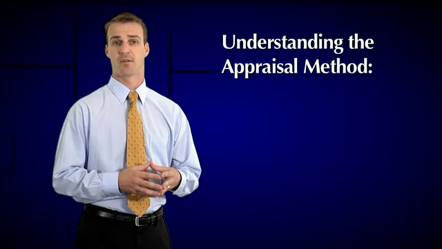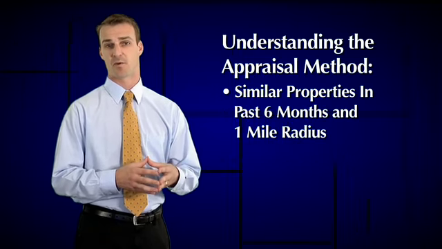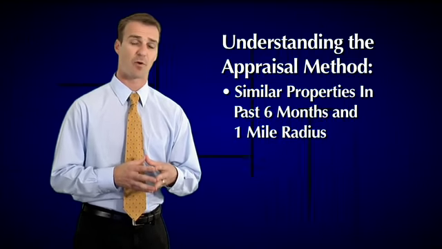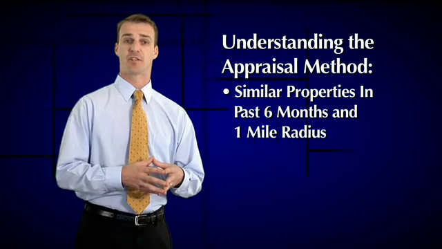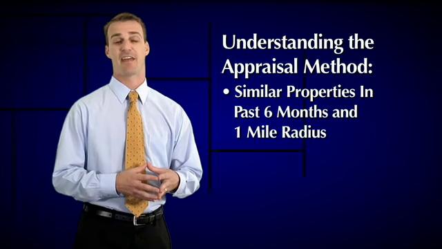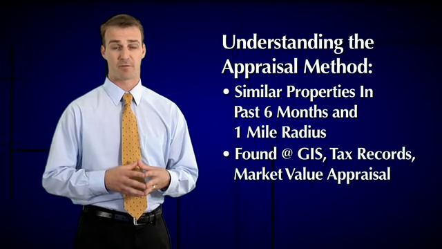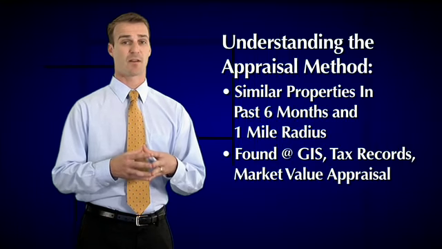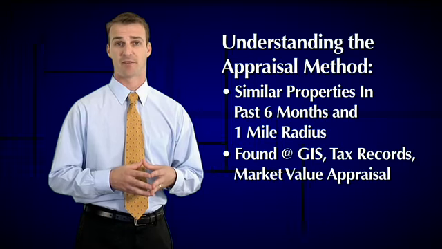home for sale. What you want to do is look for similar properties that have sold in the past 6 months within a 1-mile radius of your property. If there are no properties in that area, you expand first the radius and then the time. You can usually find this information on a geographical information site, a tax record site for your local area, or sometimes you can hire an appraiser to give you a market value appraisal on your property.